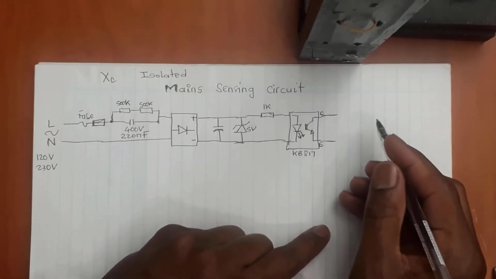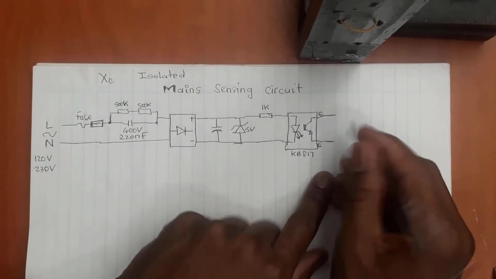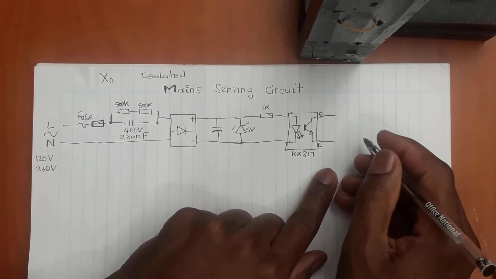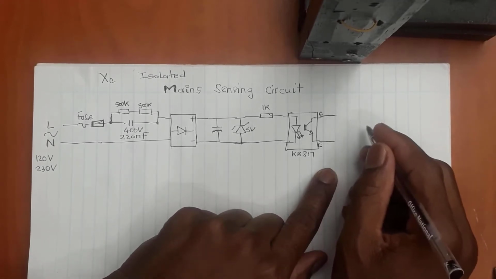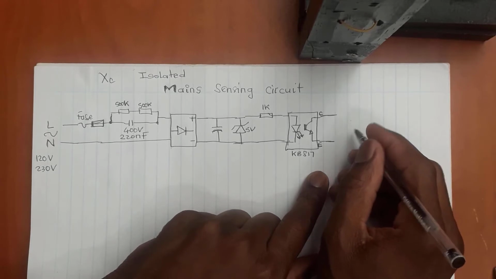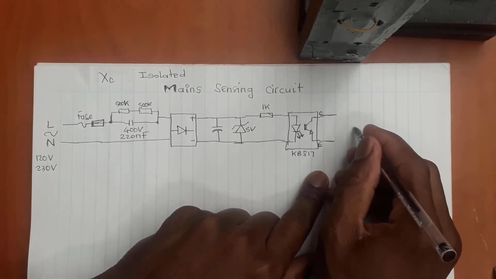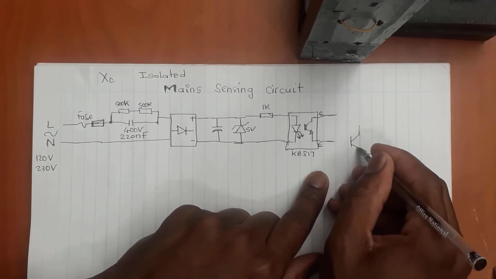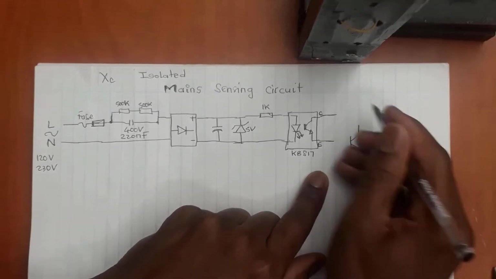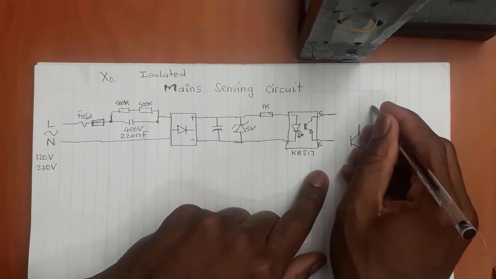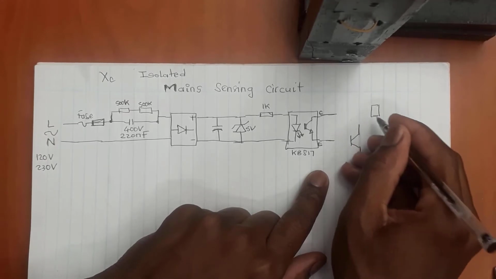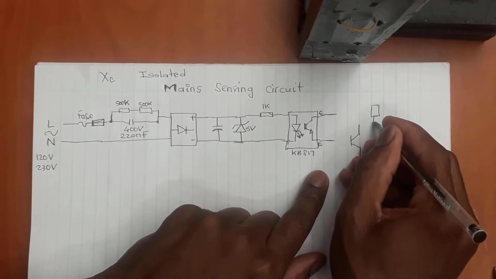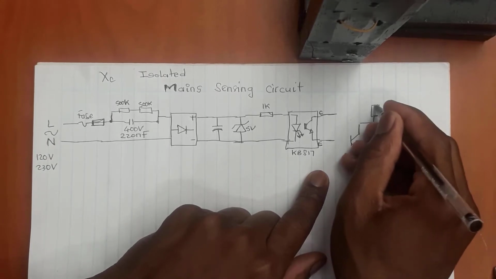Now I'm going to include another transistor into the circuit that's going to switch our relay coil. So let's go ahead and plug in a transistor here. We've got another NPN transistor that's going to be connected like this, and on this side we're going to have a relay. So this is our relay coil.